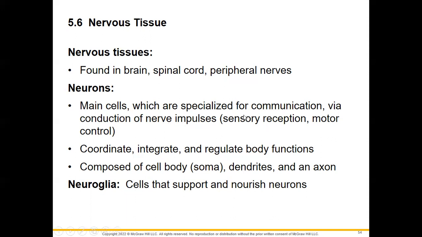You have two different types of neurons. You have sensory reception and motor control. The sensory reception, basically, this allows you to receive information from your environment, your external environment. When it's cold, a sensory receptor is going to receive cold information and send that signal back to the brain and spinal cord to decide if you need to do anything. If you do, what needs to happen.